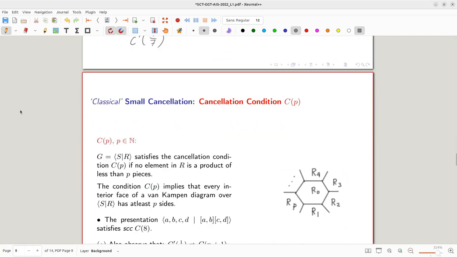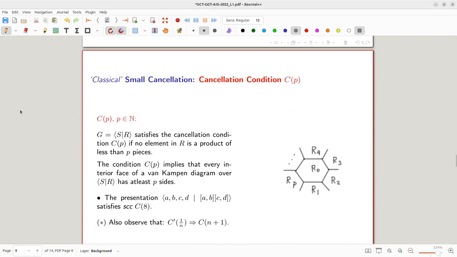I hope by now these things are clear more or less. Now the C prime lambda condition. Now there are two other conditions, the cancellation conditions, that we will be discussing.